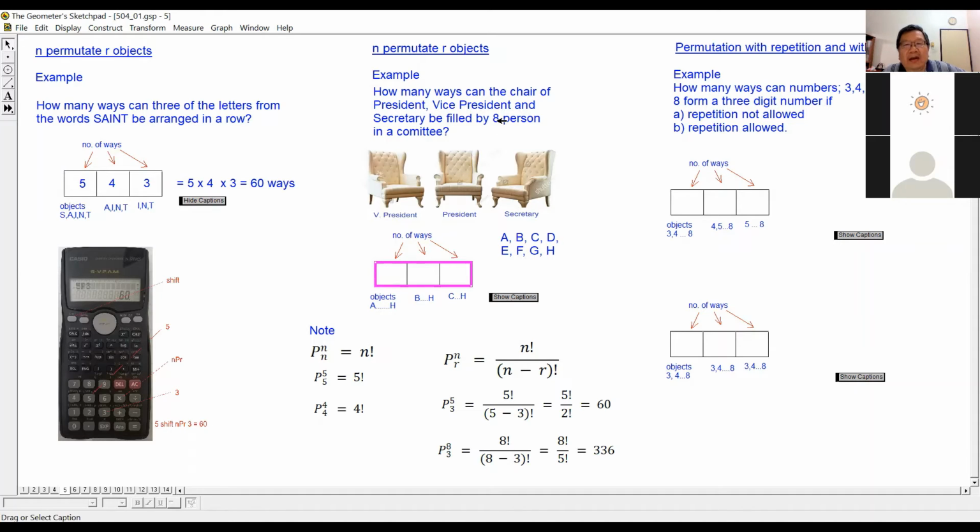How many do you have altogether? A, B, C, D, E, F, G, H. How many do you have altogether? Eight. How many people can become the president?